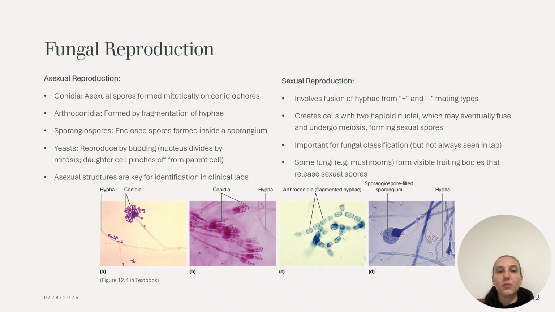Sexual reproduction involves two different mating types, labeled plus and minus, whose hyphae fuse. This results in cells with two haploid nuclei, which may eventually fuse and undergo meiosis, which forms sexual spores. These sexual forms help with fungal classification, though they're not always seen in lab settings. A visible example of a sexual structure would be a mushroom, which is the fruiting body of some fungi.